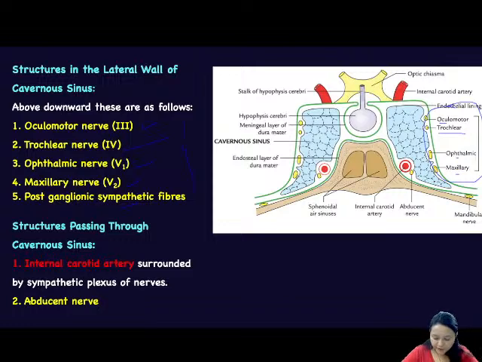These are the structures present on the lateral wall of the cavernous sinus, and the structures passing through the cavernous sinus are the internal carotid artery and the abducens nerve. The internal carotid arteries, as they are large arteries, are always surrounded by the sympathetic plexus. The structures related to the lateral wall are the third, fourth, fifth, and postganglionic sympathetic fibers. Among the fifth, you have V1 and V2.